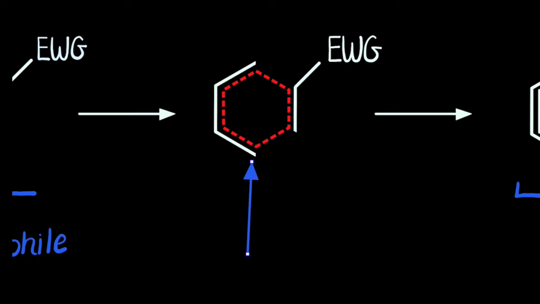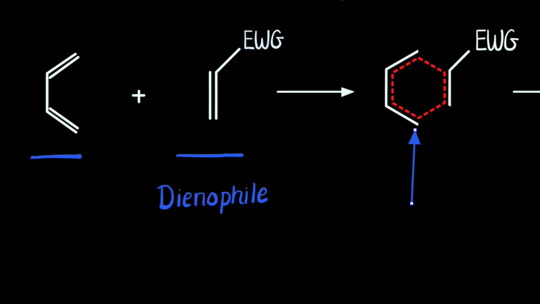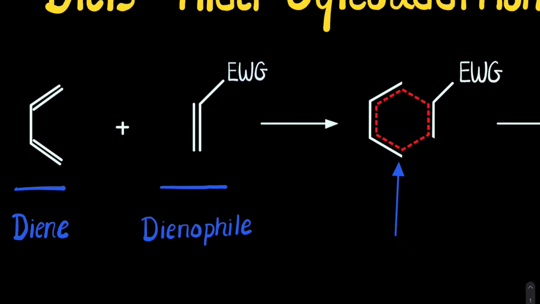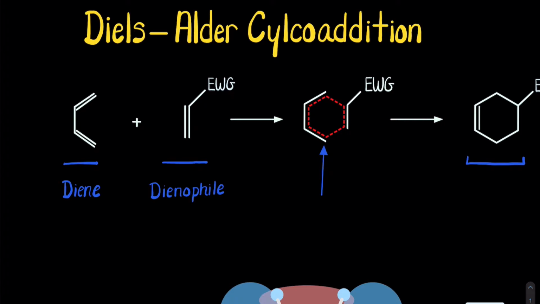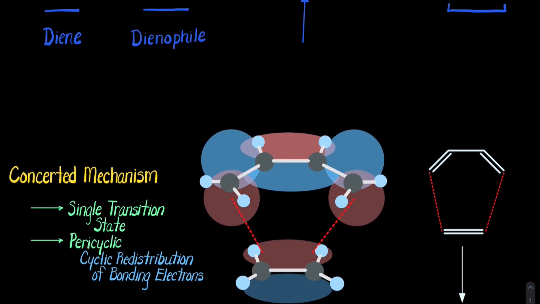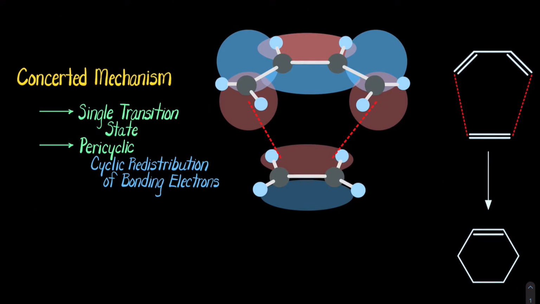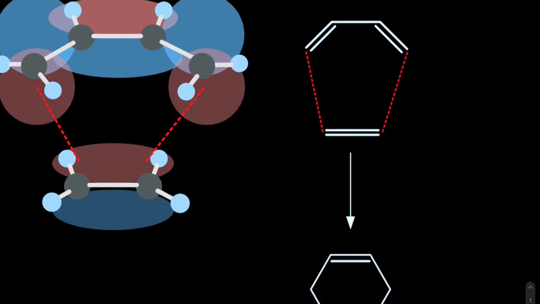This is the transition state of this pericyclic reaction, in which it takes place in a single step by a cyclic redistribution of bonding electrons. The two reactants, the dienophile and the diene, join together through a cyclic transition state in which the new carbon-carbon bond forms at the same exact time. Now, this is a more detailed description using molecular orbitals to show the concerted mechanism. It's a single transition state, it's pericyclic, meaning it's a cyclic redistribution of bonding electrons.